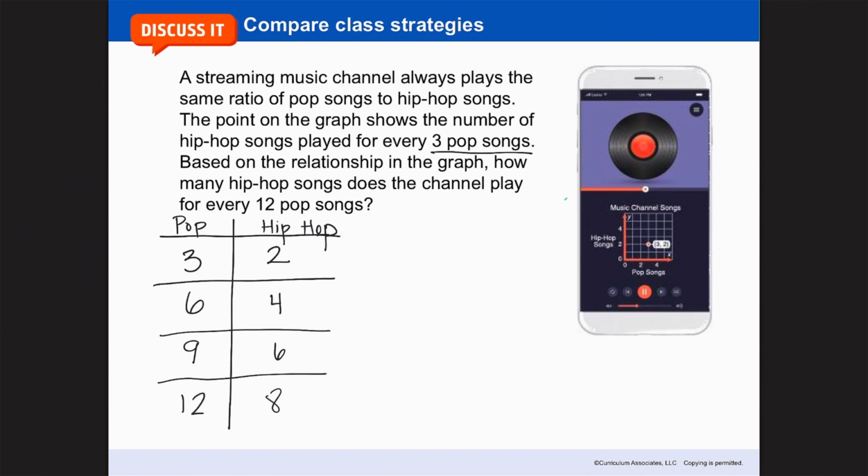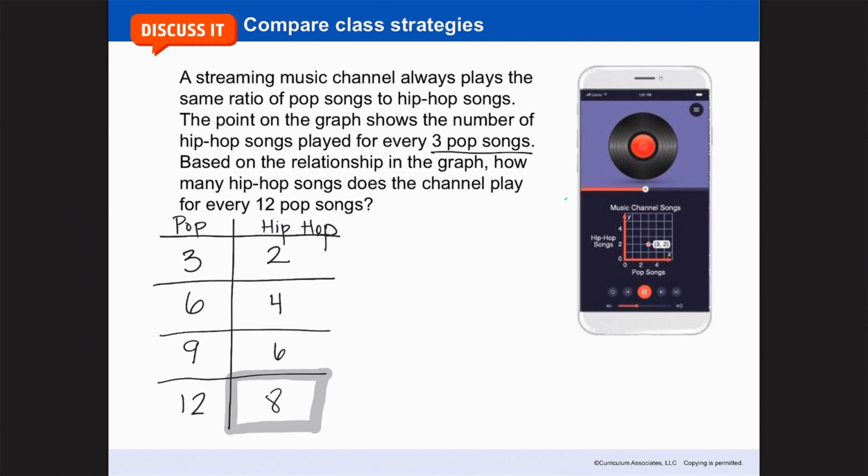Okay, so now the question is asking me, how many hip hop songs does the channel play for every 12 pop songs? So I can go down here to 12 on the pop songs and find that the ratio that would follow with 12 pop songs is 8 hip hop songs. So there we have our answer. I have 8 hip hop songs.